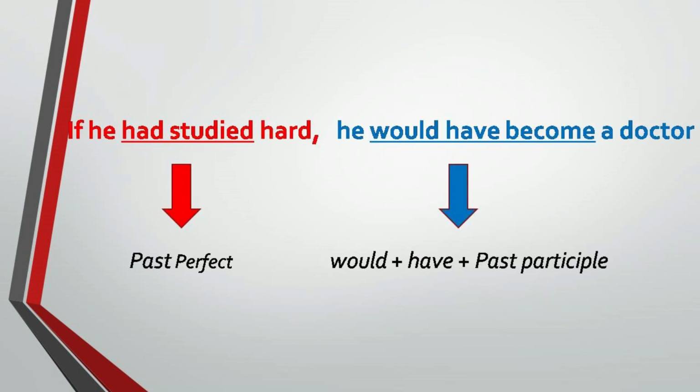Students, let's see the structure again, the third conditional structure again. If we had studied hard, here I have used the word if plus the subject, and had studied, here we have used past perfect to form the clause. To form the main clause, again would plus have plus past participle.